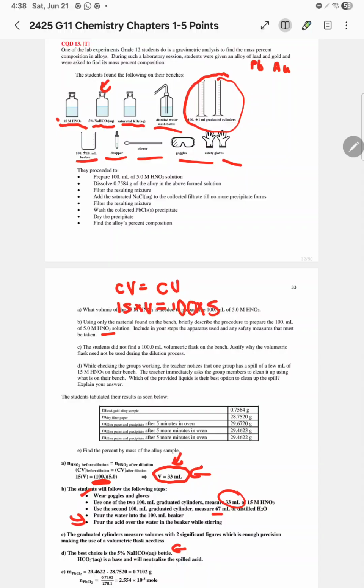Now, part E, find the percentage of mass of the alloy sample. Okay, so you have the mass of the lead gold alloy sample. You have the mass of the dry filter paper. You have the mass of the filter paper and precipitate after 5 minutes in the oven, after 5 more minutes, and after 5 more minutes. You're going to say, why did you only do it for 15 minutes? Or why did you stop after doing it 3 times? It's because here there's no significant change. 0.0001 gram isn't significant enough for you to repeat it for 5 more minutes. So that's why you stopped after 3 times.